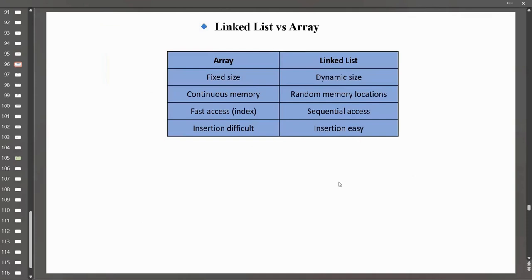So now let's talk about linked list versus array. In an array, we have a fixed size and contiguous memory, and so fast access. Why do we say fast access? Because we access with the help of an index, right? Insertion is very difficult, okay? But in a linked list, we have dynamic size, so there is no fixed size and you can change it accordingly. We have random memory allocation, that means non-contiguous memory allocation, right? Access is sequential, so if you want to access an element, you have to go sequentially, right? And insertion is very easy actually. So this is the basic difference between linked list and array.